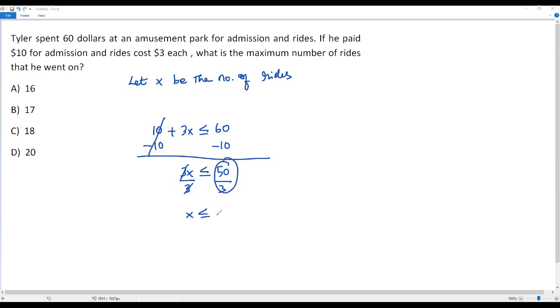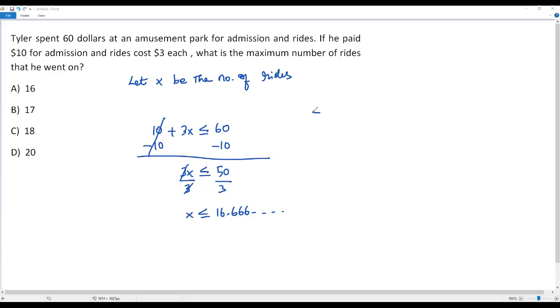When I divide 50 by 3, I am getting 16.666. It keeps going. So now I got the maximum value of x, that is 16.666, because x can be equal to this value or x has to be less than this value. So this is the maximum value of x. But x represents the number of rides. Number of rides can never be a decimal. Always it has to be an integer. So now we have to find the integer value, and also it has to be maximum for x.